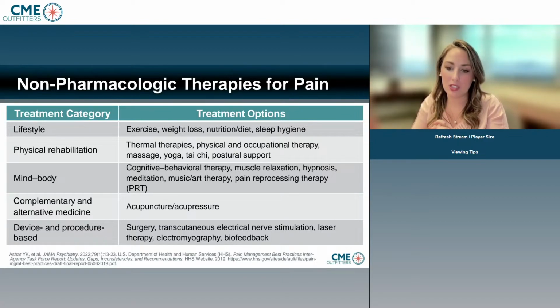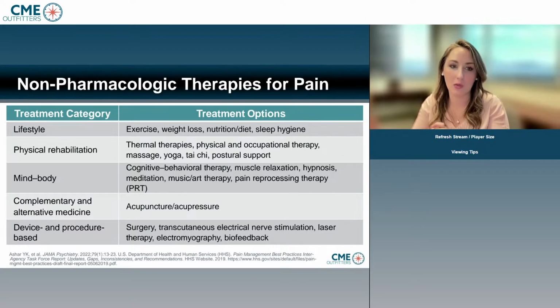Physical rehabilitation has great evidence behind all of these, especially Tai Chi, massage, and postural support, which I need. I sit in front of a computer almost all day. Mind-body techniques. Don't forget cognitive behavioral therapy.